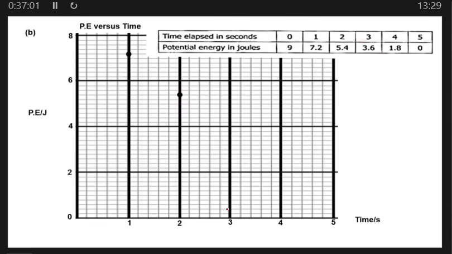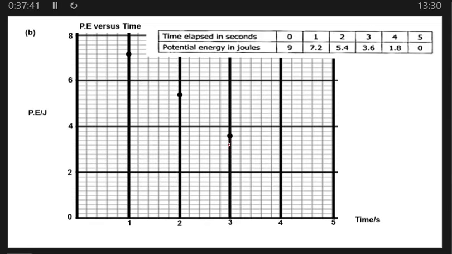3.6. So 3.36. So 3 here, 0.36. So this is 2, 2.4, 0.5, 0.6, 0.7, 0.8, 3.2, 0.4, 0.6. So this is 2, 4, 6, 8, 3, 2, 4, 6. So 3.6 is here.